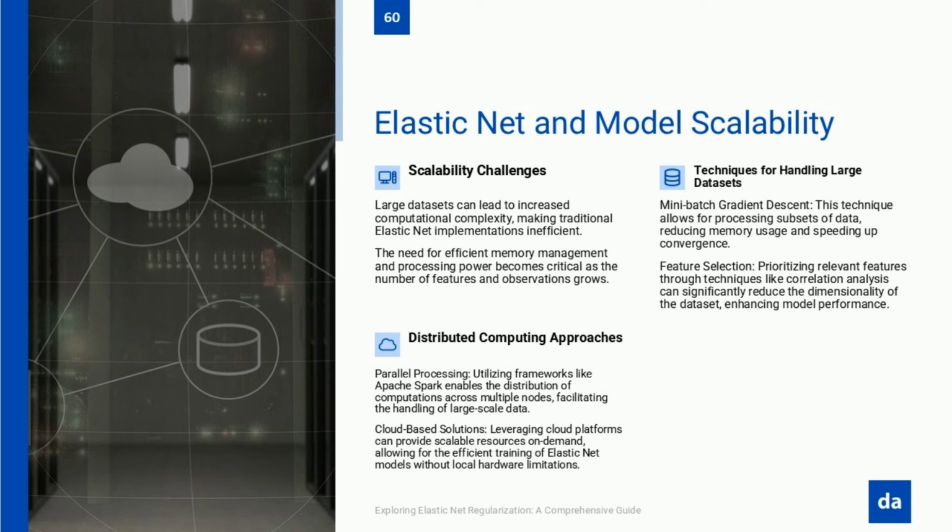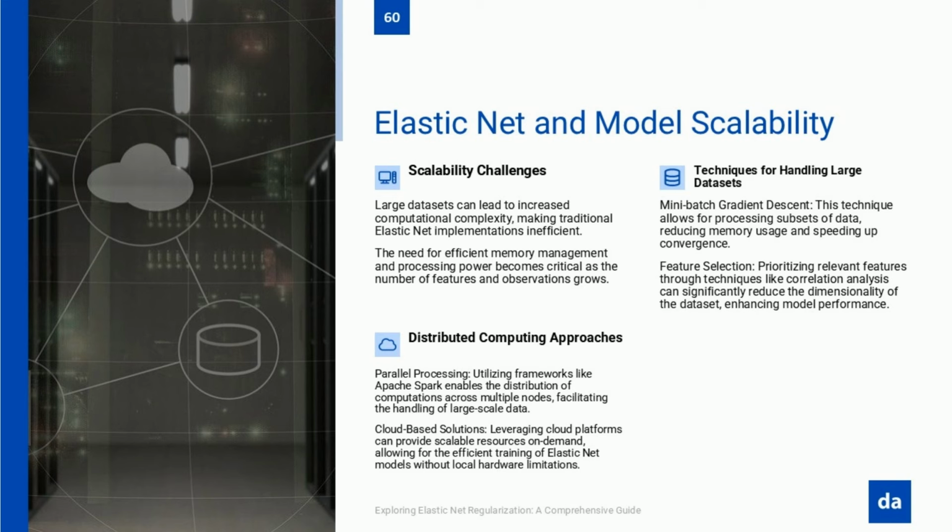Scalability isn't just about handling more data, it's also about maintaining model accuracy and stability as data volume increases. Some models degrade when faced with millions of rows or thousands of features, but Elastic Net remains robust due to its regularization techniques, which prevent overfitting even as data complexity grows. A scalable model is one that performs well whether it's processing thousands or millions of records.